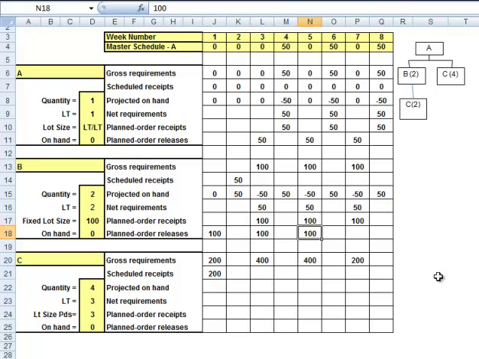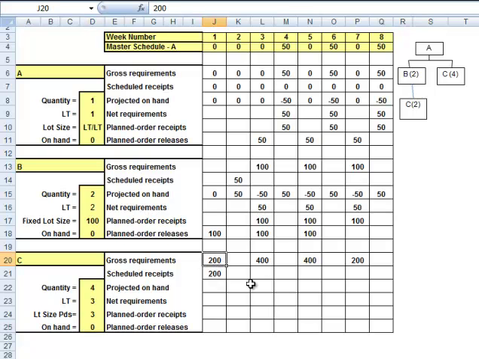I started with level 0. I have completed planning level 1. Now I can plan level 2, which is the C's here. So once again, I'm going to start with my projected on-hand inventory. So I have 0 inventory of C's coming in. And I have a gross requirement in time period 1 of 100.